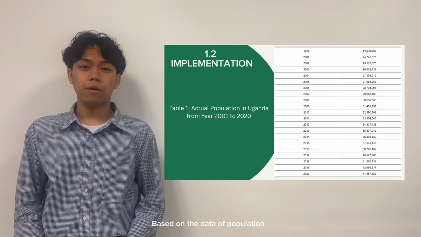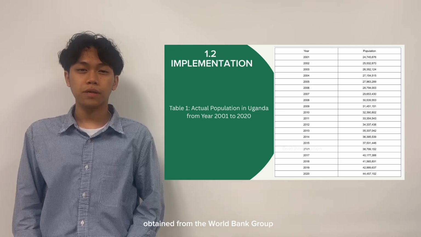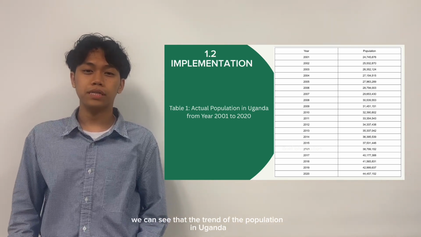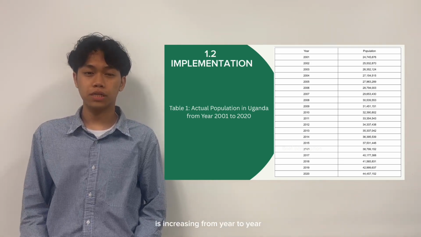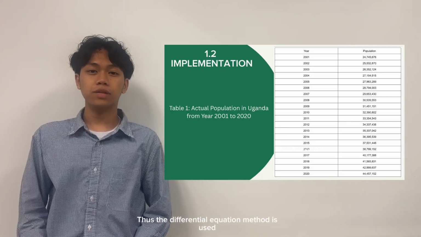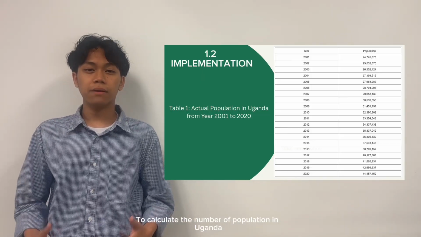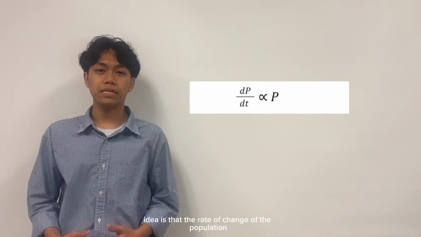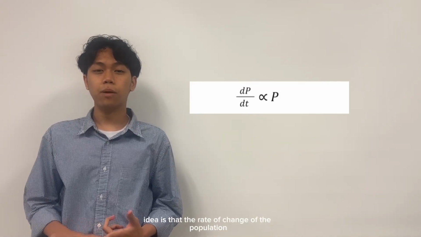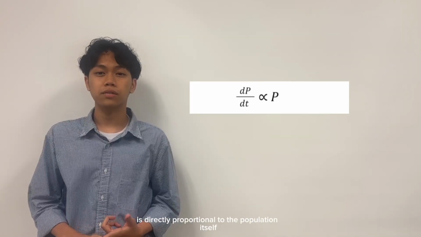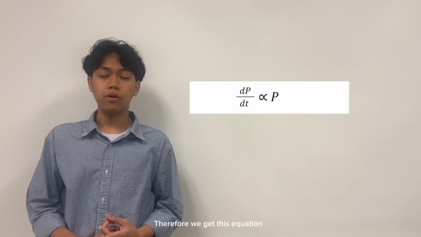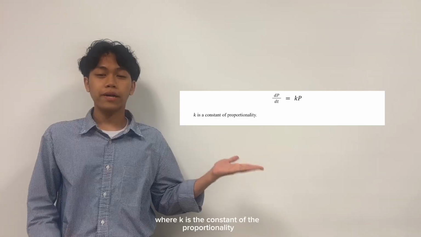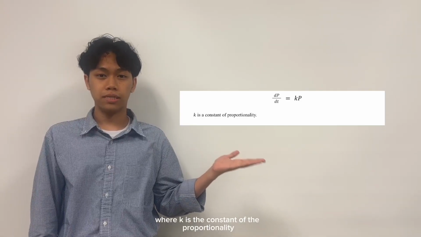Based on the data of population obtained from the World Bank Group, we can see that the trend of the population in Uganda is increasing from year to year. Thus, the differential equation method is used. To calculate the number of population in Uganda, we use the multi-region model, where the key idea is that the rate of change of the population is directly proportional to the population itself. Therefore, we get this equation where k is the constant of proportionality.